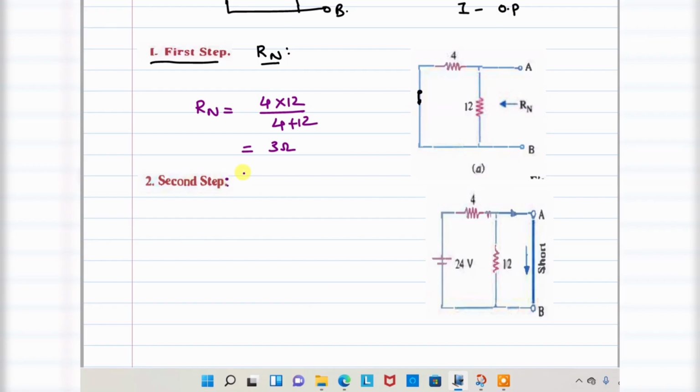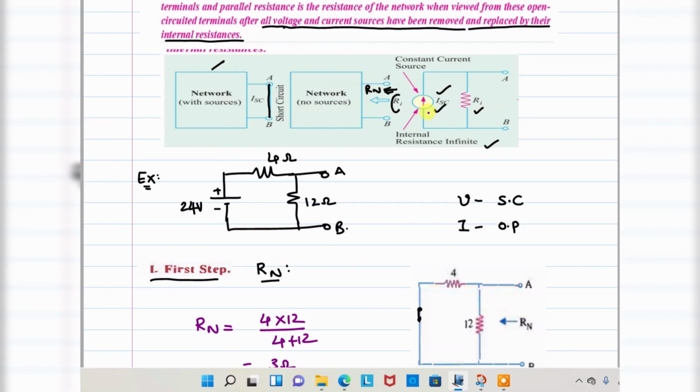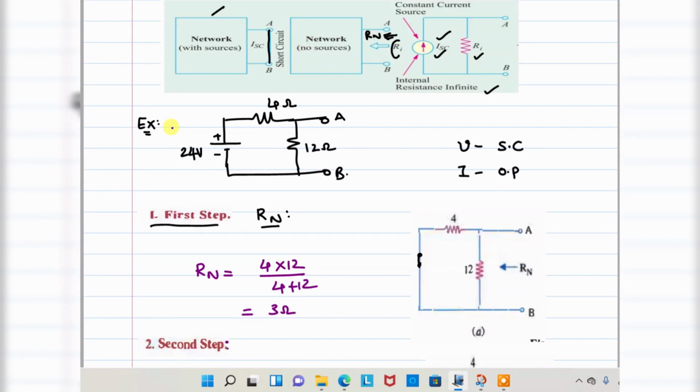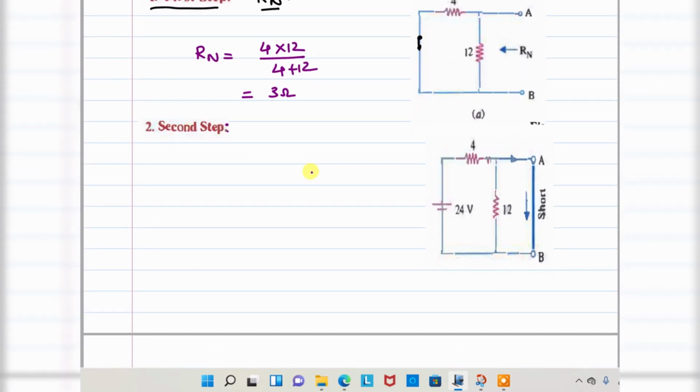What about step 2? According to the statement, you need to calculate the short circuit current. Here, the constant current is equivalent to the current viewed through the short circuit placed across the terminals. So these two terminals, I am going to short circuit here. Whenever I short circuit these two terminals, this short circuit current is known as IN. So I will find that short circuit current IN, sometimes you can also call it ISC.